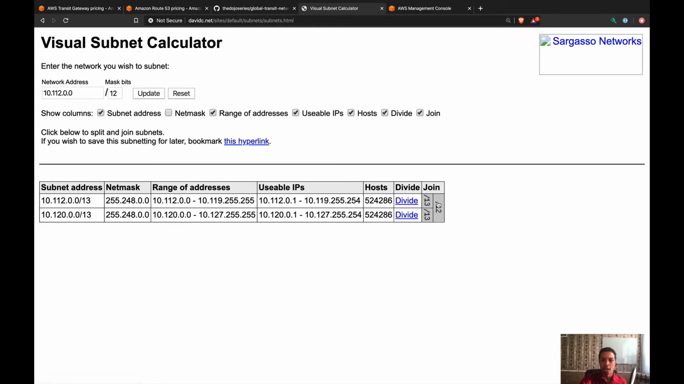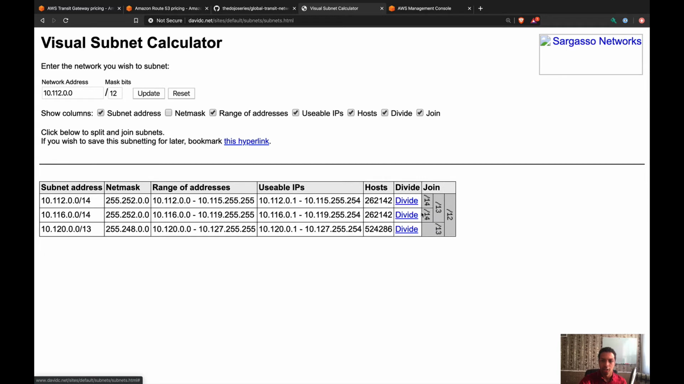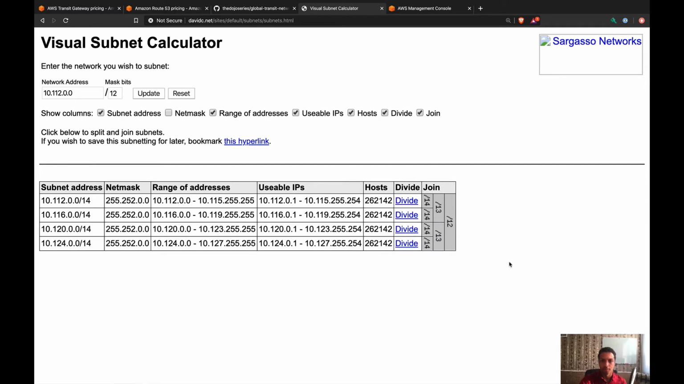If you want to split, you basically just click the divide button. And now you see that we have a /12, which turned into 2 ranges of /13. But we need 4, so let's split 2 times more. And here you have it. So the /12 became 4 addresses of /14. And here we can see that we're going to have the same number of IP addresses.